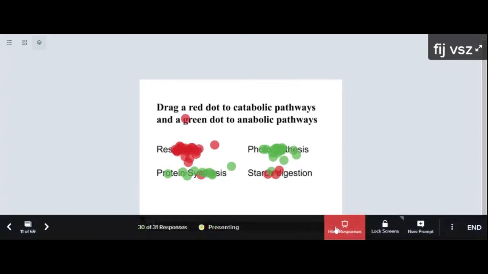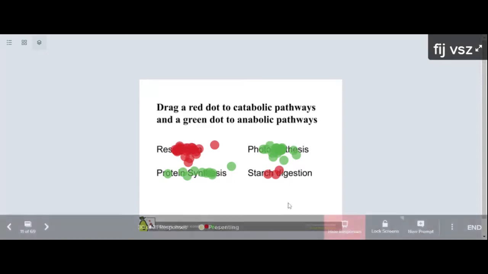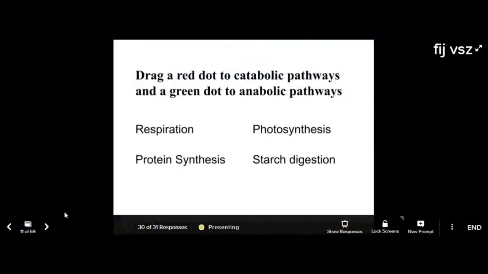Okay. So respiration, catabolic, breaking things down, releasing energy. Starch digestion, also catabolic. Protein synthesis and photosynthesis are going to be anabolic. They're going to be absorbing reactions. Okay, good job.